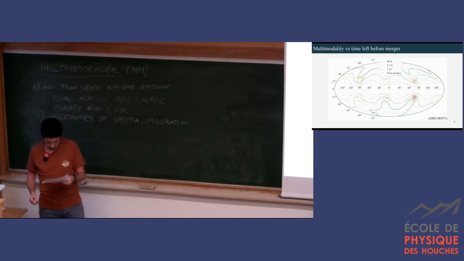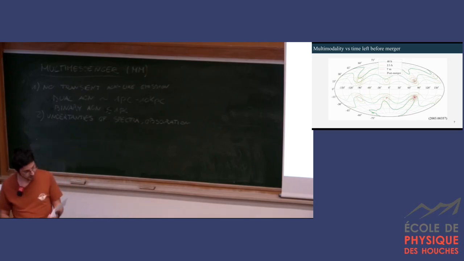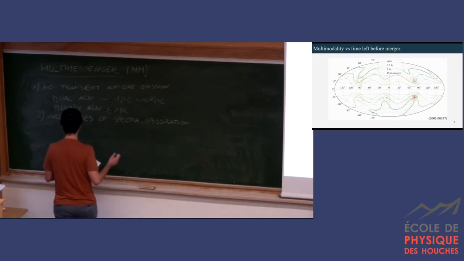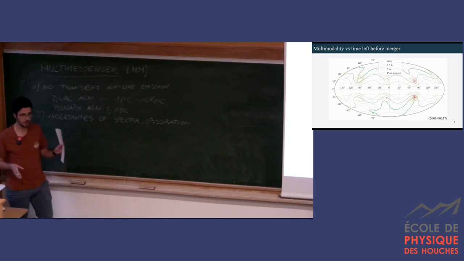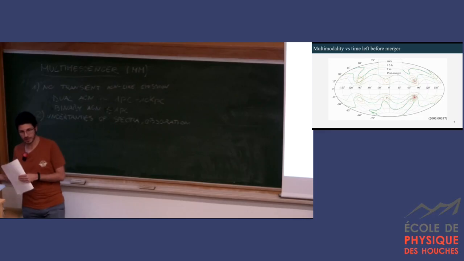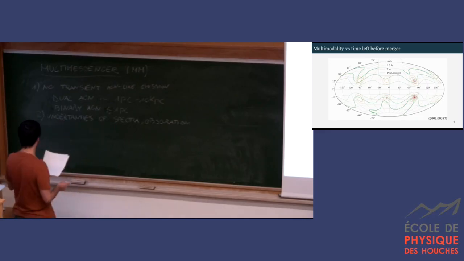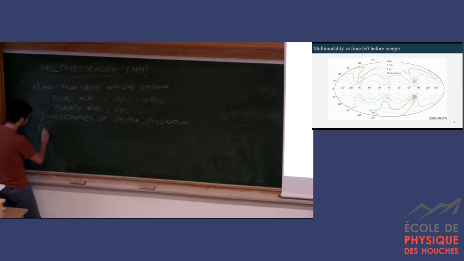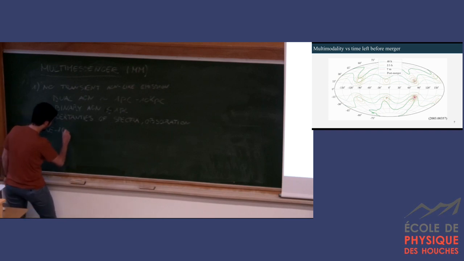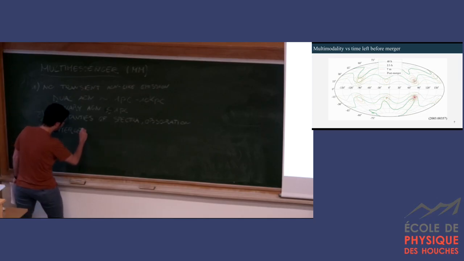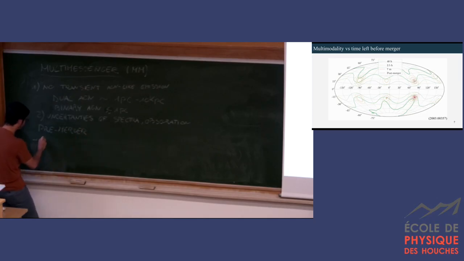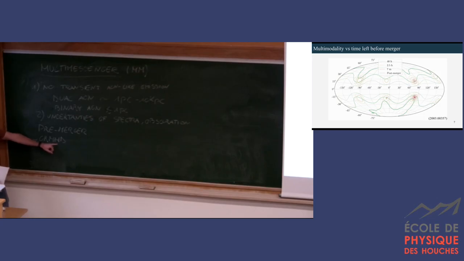Since there are no observational constraints, as you can imagine, we have to rely on simulation. And here I'm going to split the topic in two: what we can do pre-merger and what we can do post-merger. Pre-merger, we mostly have to rely on GR-MHD simulation, which stands for General Relativity Magnetohydrodynamics.